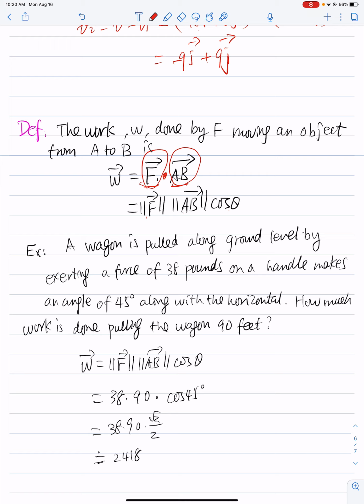Yeah. Then let's look at the example. A wagon is pulled along ground level by exerting a force of 38 pounds on a handle that makes an angle of 45 degrees with the horizontal. How much work is done pulling the wagon? Okay, so what will it be? W equals F times AB times cosine theta. What do you have here? 38 times 90 times cosine 45, and you can get it. That's the end of this section.